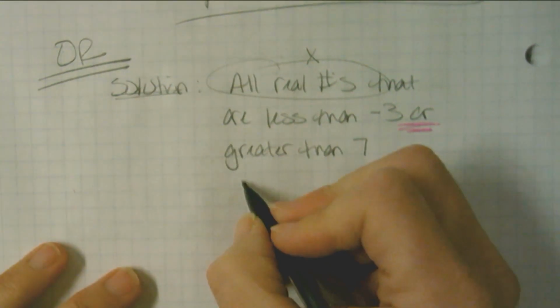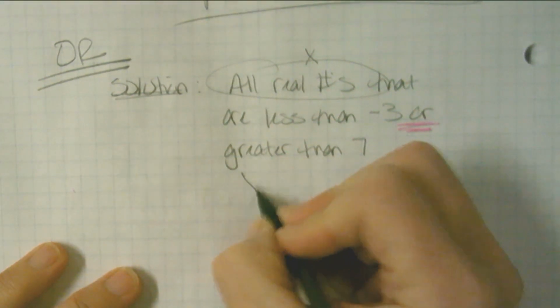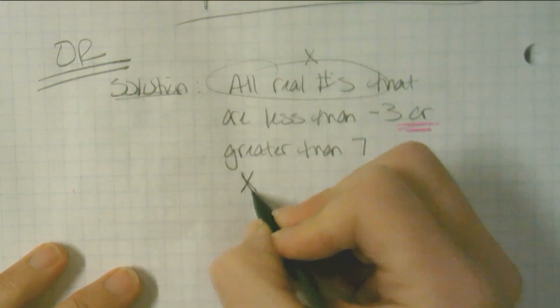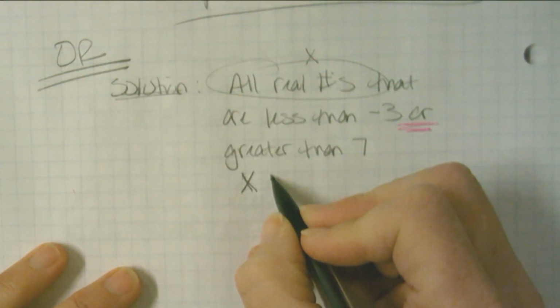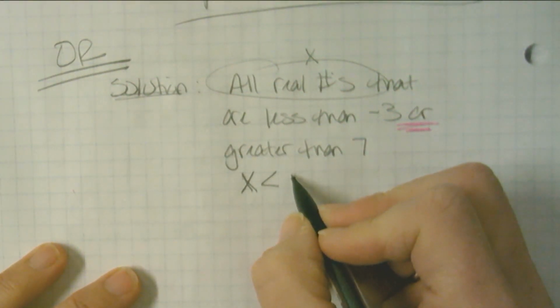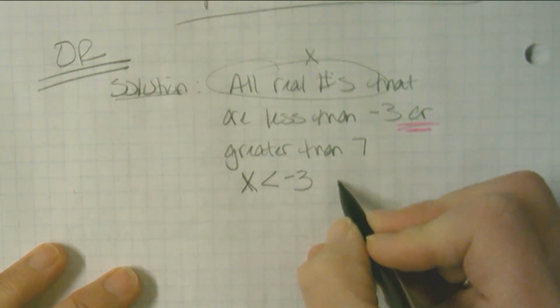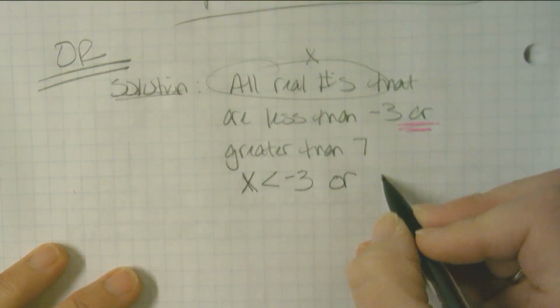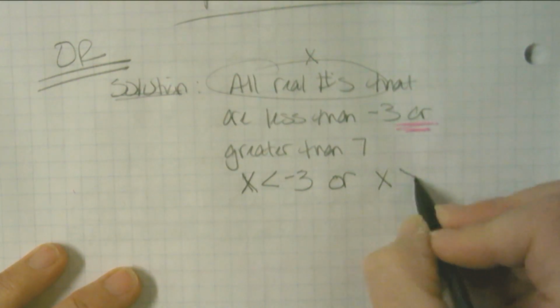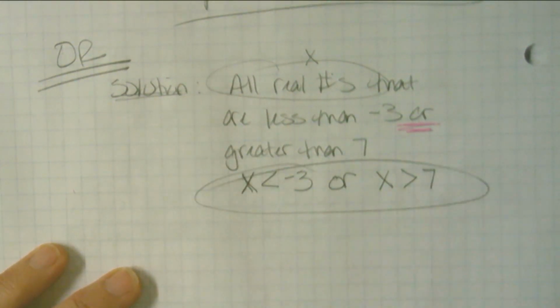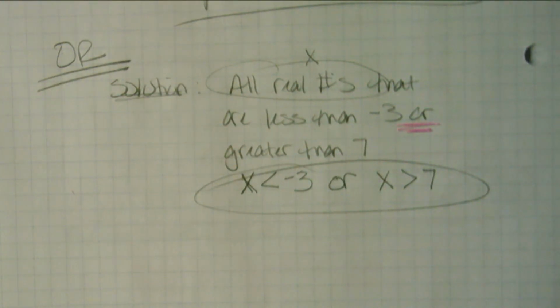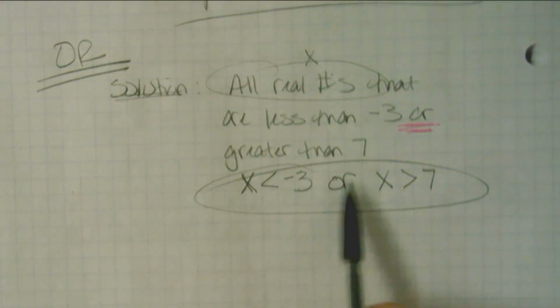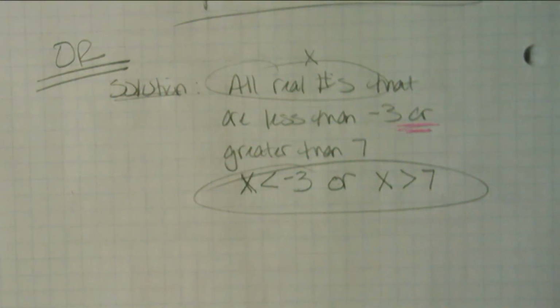Serena? No, you start with x. X, not less than negative 3. Excellent. So there's what that solution is going to look like. X is less than negative 3 or x is greater than 7.